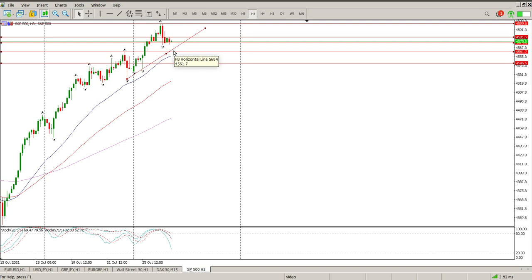So that's it for me, waiting patiently for one of those levels to hold, or if we do break where we are now, I'm waiting for the next level to hold. As soon as the level holds and we've got the price action, there's the opportunity to jump back in long.